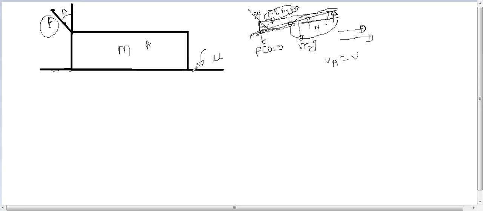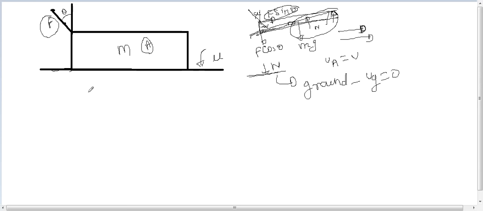Now think about the ground. On the ground, the only forces are mg and the normal reaction, and its mass is very high, so the ground remains stationary. So v of ground should be equal to 0. We want to find the direction of friction on A.